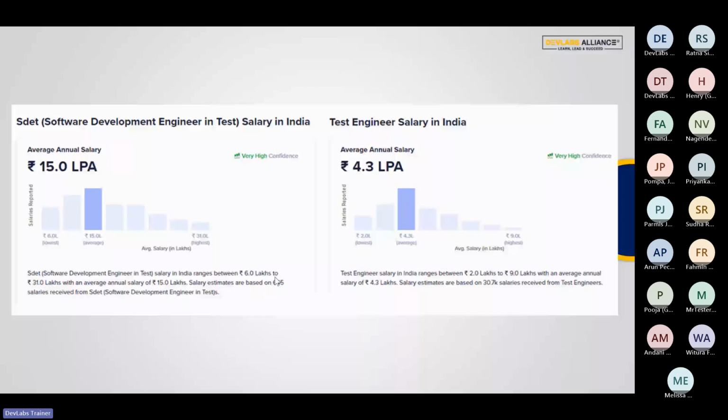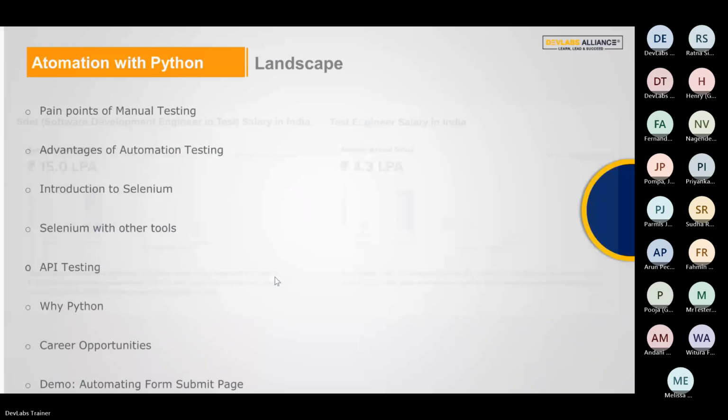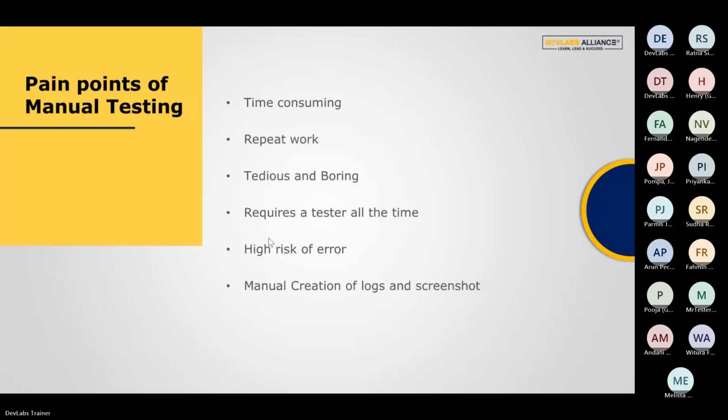This analytics shows the range of salaries and the higher demand for SDET rather than test engineer. So, automation with Python. What are we going to do now? First we will go through the pain points of manual testing, then the advantages of automation testing, why Selenium is more important than other tools, then API testing, why Python when we have some other languages also, then career opportunities. What are the pain points? Why do we need to go for automation testing?